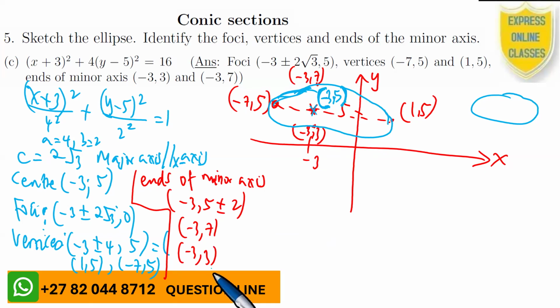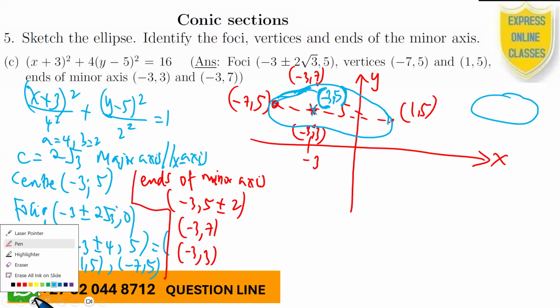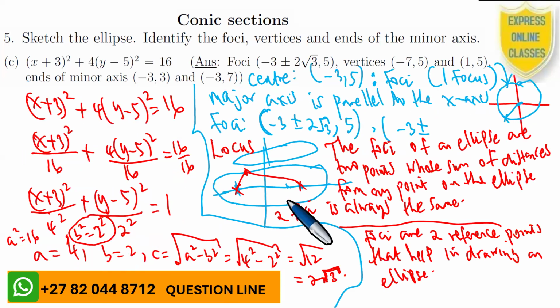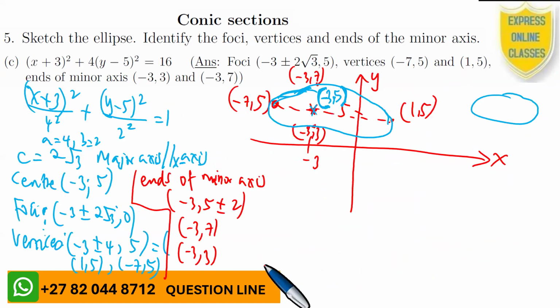Now, at this point, where do we have the foci? The foci are 2 of them. Every ellipse has 2 foci, 2 points that we mark and that are used to trace the ellipse. The sum of the distances from any point on the ellipse to the two foci is always the same. Those points are called foci, and they are used to trace the ellipse.